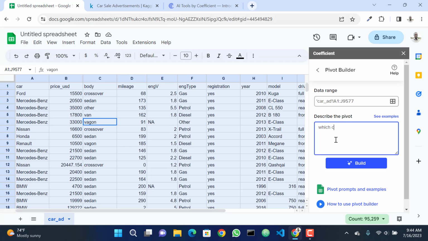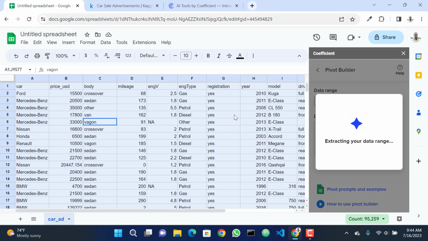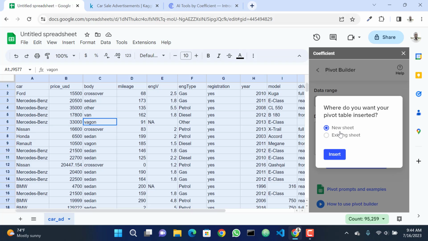Then let's ask: which car has the highest sale by year? So it will tell you to build. It's analyzing our question. Then we can either select an existing sheet, which means you want it in this sheet, or a new sheet. We are looking at a new sheet, so we insert.